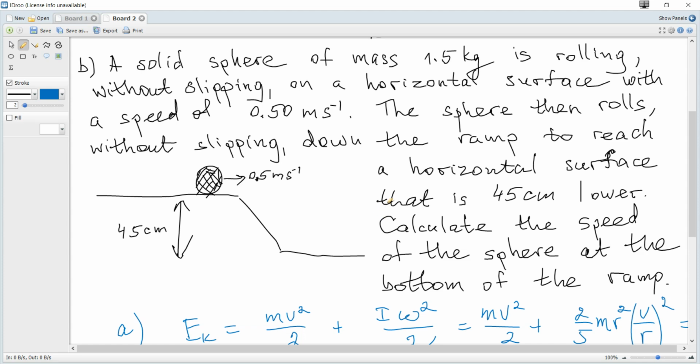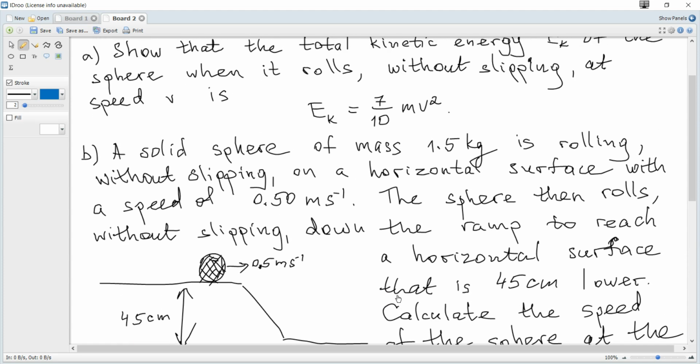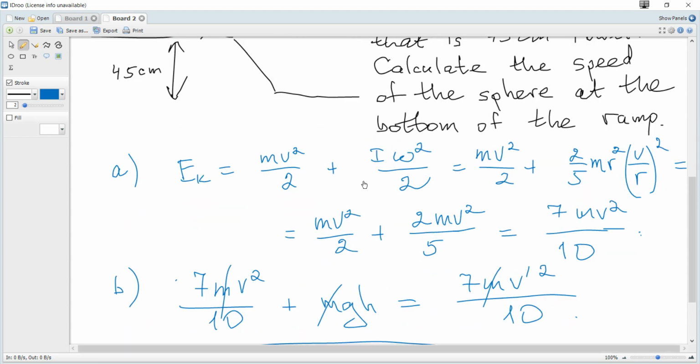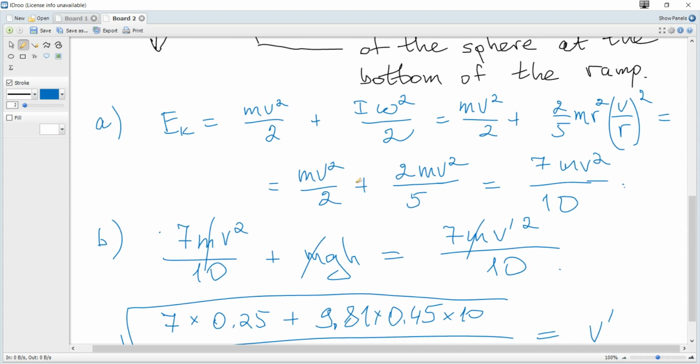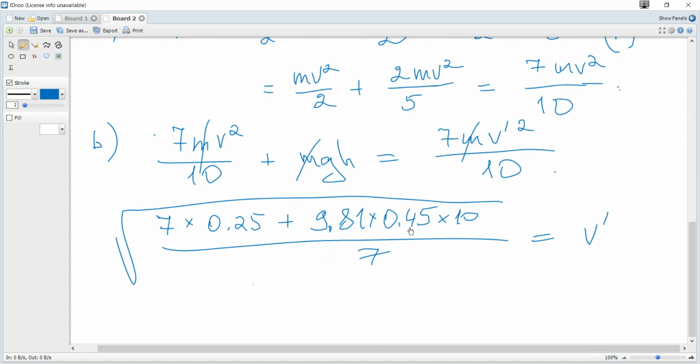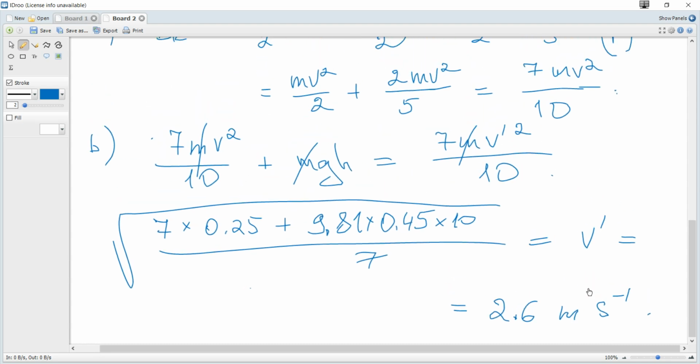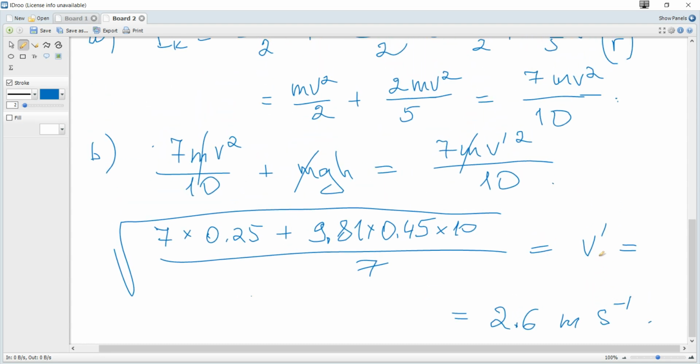But since we can see that everything is given to two significant figures, remember that for multiplication or division, we keep the number of significant figures of the least precise value, so it's reasonable to round it to 2.6 meters per second. And that's all for this question.